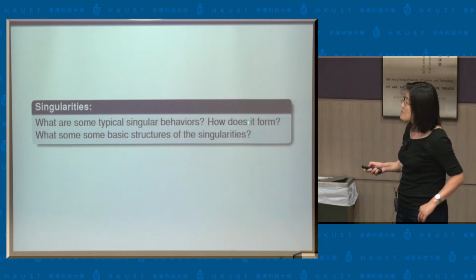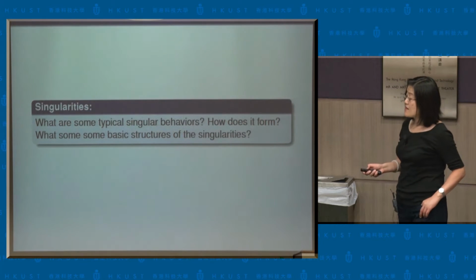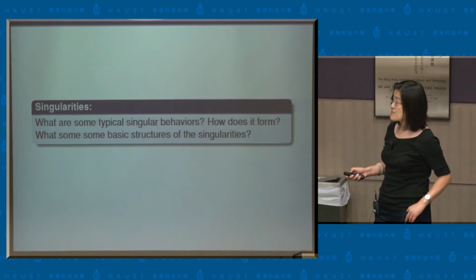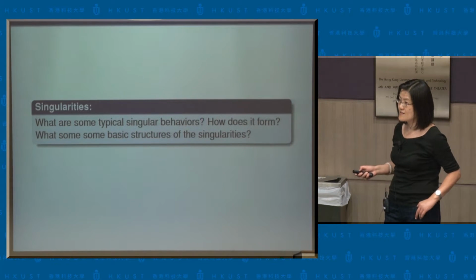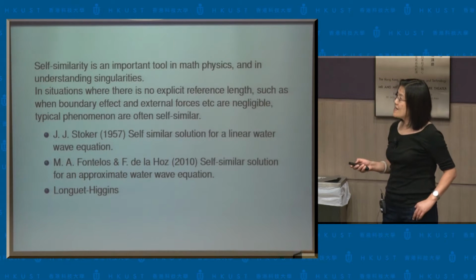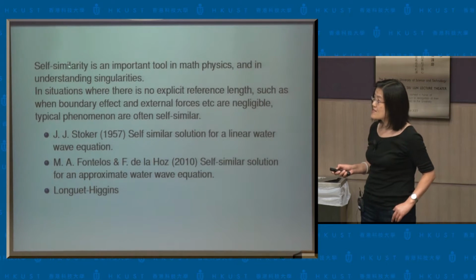Okay. So the question we want to understand is the following: what are some typical singular behaviors? How does it form, and where does it come from? And what are some basic structures of the singularities? So now we want to use self-similarity.